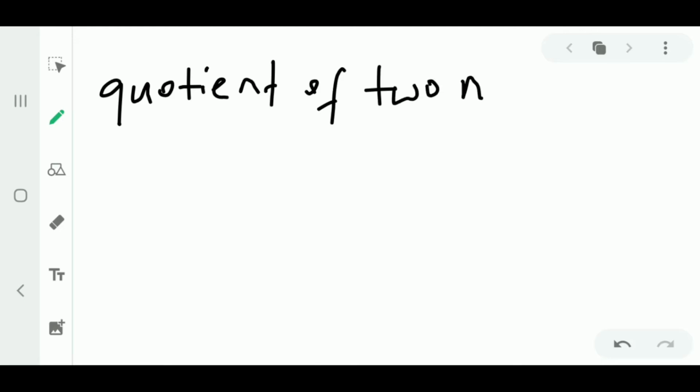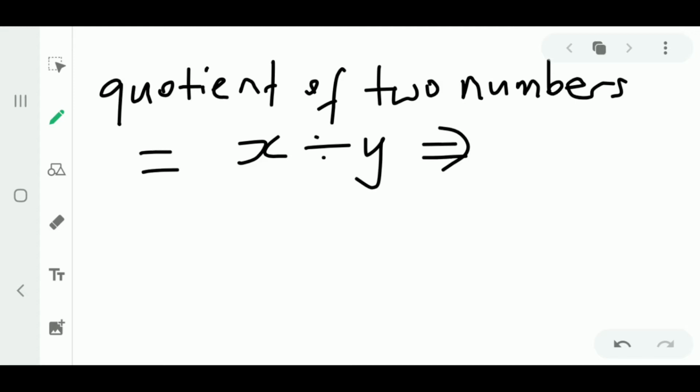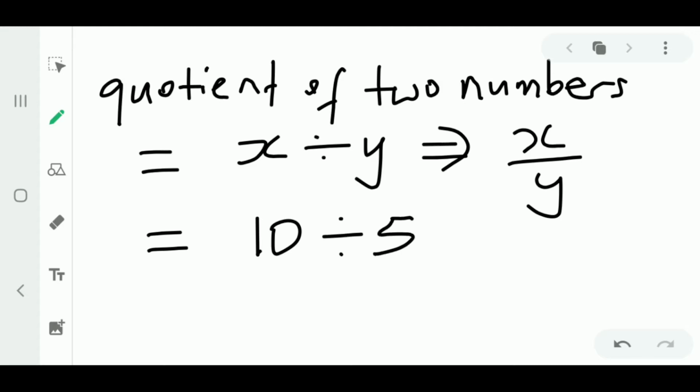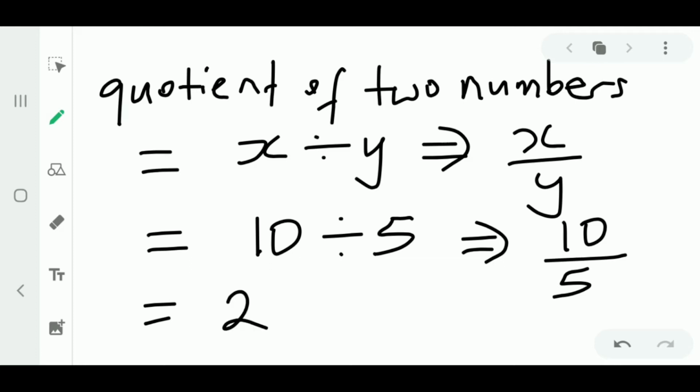Say we want to do the quotient of two numbers. And quotient means division. So that would be x divided by y, or we could simplify it as x over y. So let's say x was 10 and y was 5. That means 10 over 5. So 10 divided by 5 would give you 2.